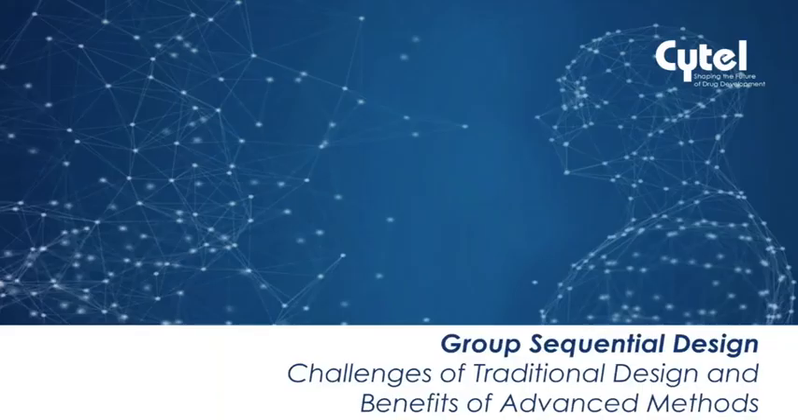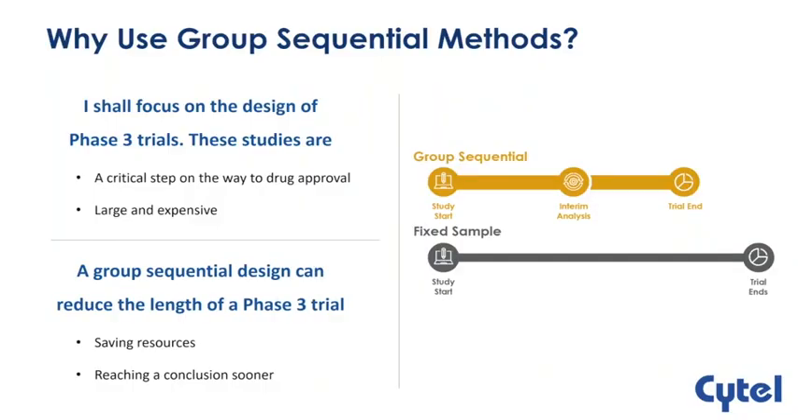So first of all, let's talk about group sequential designs. I'm going to focus on their use in phase three trials, and as I'm sure the listeners are all aware, phase three trials are a crucial step in the process of drug development and drug approval. They're usually large and they're usually expensive. The challenge in a group sequential design is to reduce the length of these phase three trials by saving resources, the cost of actually conducting the trial, and also reaching a conclusion sooner.